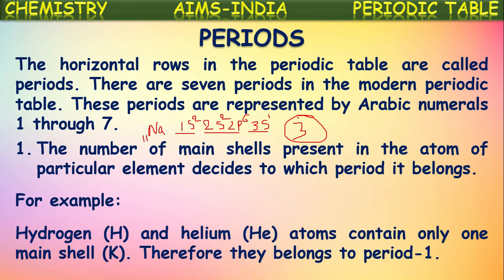One more example. Hydrogen and helium atoms contain only one main shell. Therefore, they belong to period 1. Isn't it? Hydrogen and helium both have only one shell. Hydrogen has 1s1 and helium has 1s2 configuration. So both have only one shell in their configurations and hence they belong to the first group. Sorry, first period.